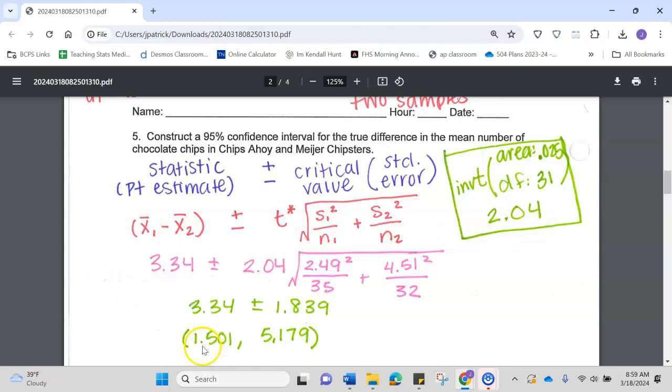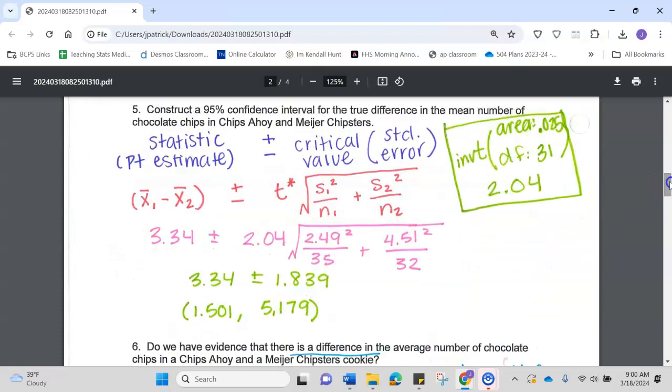So we think there's an average difference of anywhere between 1.5 chocolate chips to 5.179. Those kind of look like commas. That should be a decimal. So do we have convincing evidence of a difference? We've talked about this before, but 0 is not in my interval. If 0 was in there, we would think it's very plausible that there is no difference. But it looks as though Chips Ahoy probably has more, because when we subtract Chips Ahoy minus Chipsters, we always get a positive number in this confidence interval.